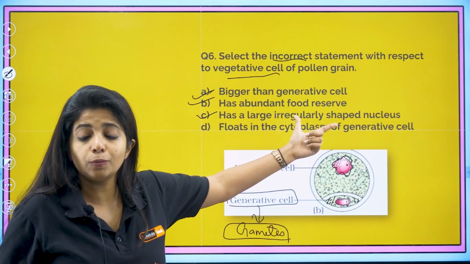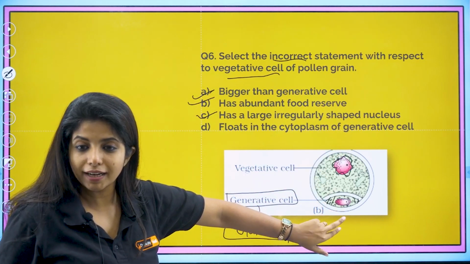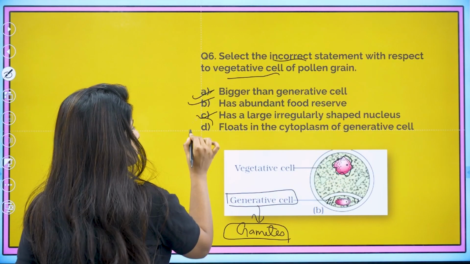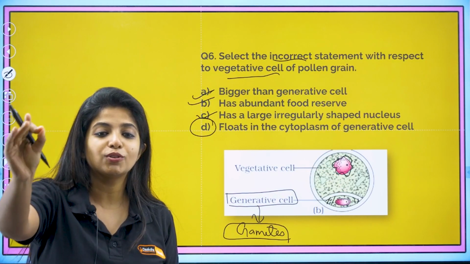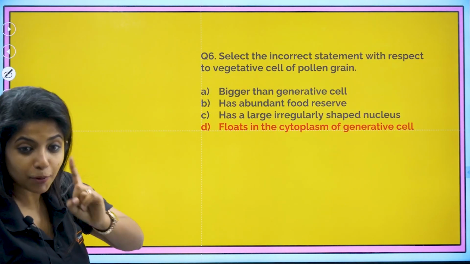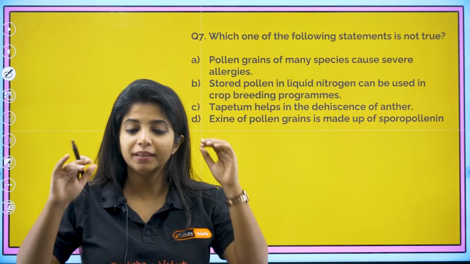Now, it floats in the cytoplasm of the generative cell. Does the vegetative cell float in the cytoplasm of the generative cell? No. The generative cell floats in the cytoplasm of the vegetative cell. So this one is the incorrect statement. Now if you are not reading properly, what happens? You are going to lose your marks as well. So read properly.